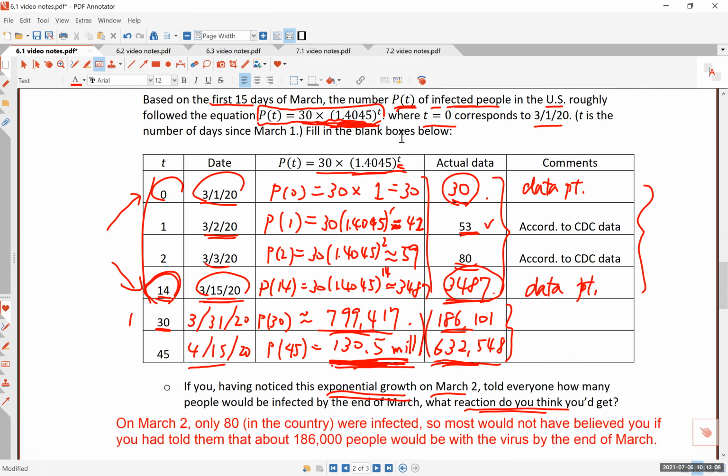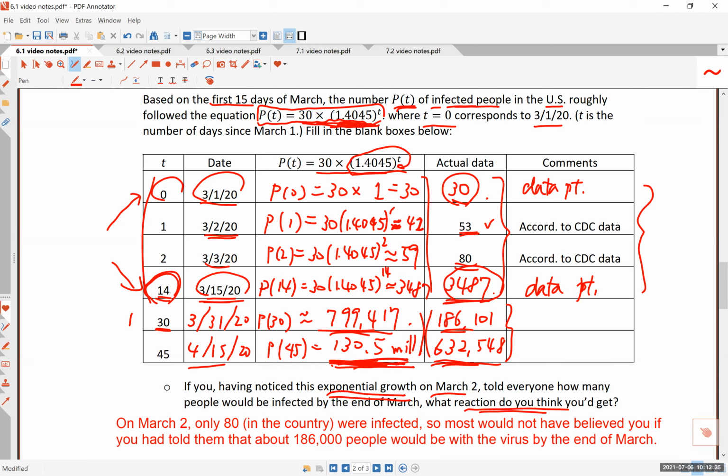Did you understand what this is implying? This equation implies that there was a 40% increase every single day. That's what that 1.4 is indicating. T is the number of days. So for the first 2 weeks of March, the health officials and public health people actually saw a 40% increase in the number of cases every single day.